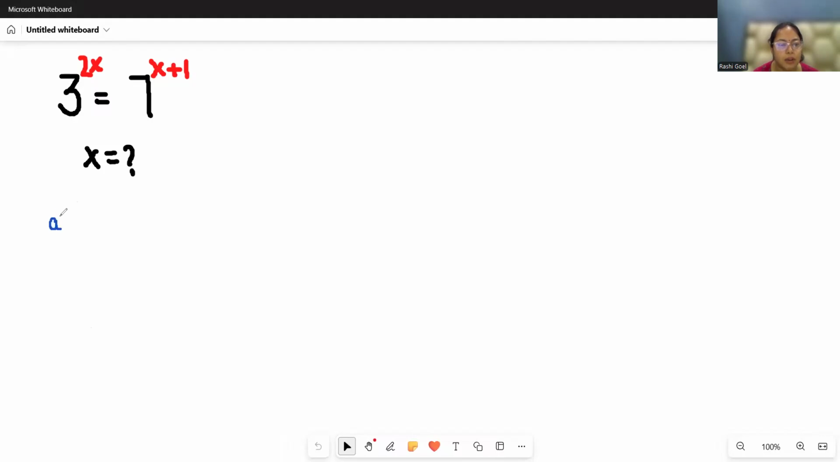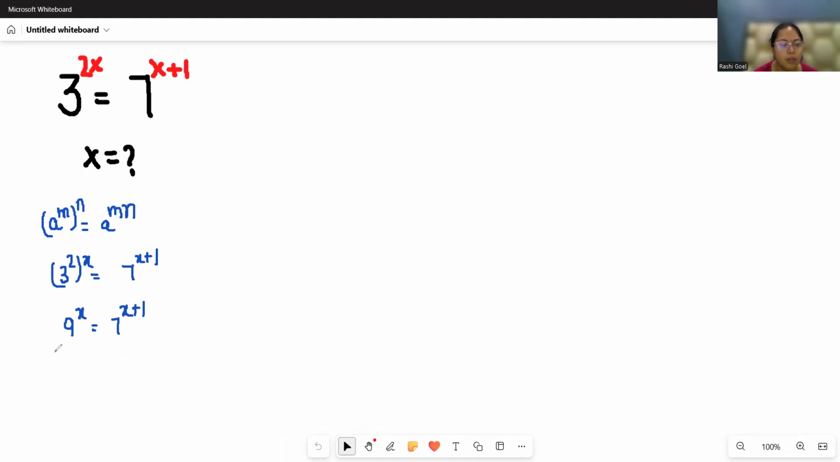So as per exponent rule, (a power m) power n is a power mn. So this 3 power 2x, we can write it as (3 power 2) power x equals 7 power x plus 1. Now 3 square is 9. 9 power x equals 7 power x plus 1.